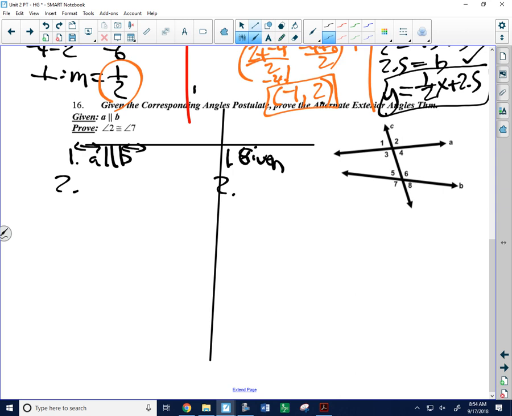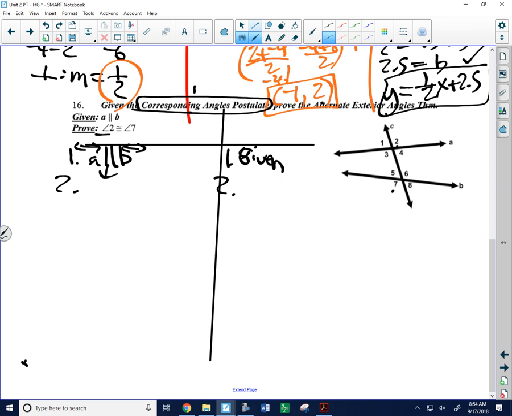So here, let's read the direction. Given the corresponding angles postulate. So they're kind of telling you, okay, you're going to use that one. Prove the alternate exterior angles theorem. So like 2 and 7 are congruent. All right, so from this, because lines are parallel, we can make a conclusion about angles. Okay, now we can't say 1 and 8 or 2 and 7, because that's the theorem we're proving. It says use this one right here, corresponding angles.